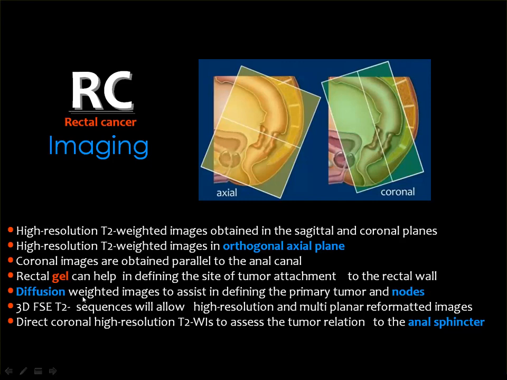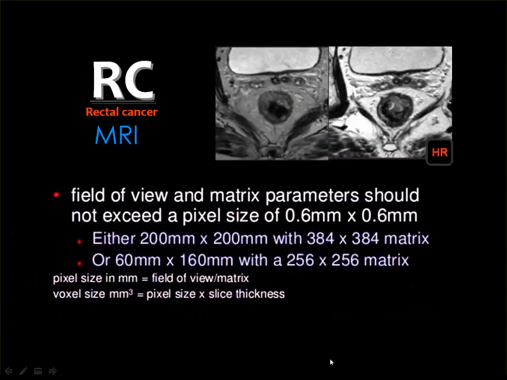One of the helpful techniques on MRI is the use of diffusion weighted images, especially for detection of small mesorectal lymph nodes. Also, direct coronal high resolution T2 weighted images are needed to assess the anal sphincter. These are the parameters for the high resolution scans, and you can see the difference between the conventional T2 weighted image and the high resolution T2 weighted image.